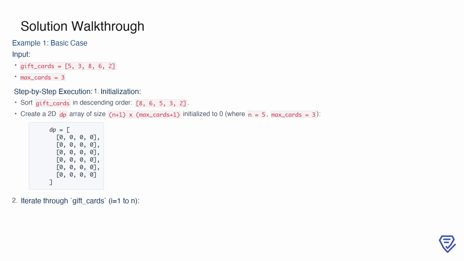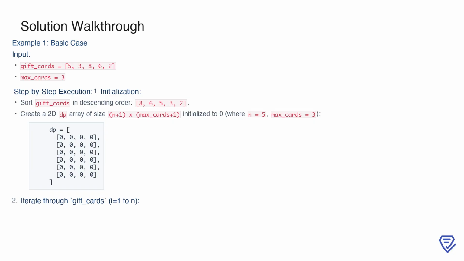To solve this problem, we start with a simple example where the input gift cards array is 5, 3, 8, 6, 2, and the maximum number of cards we can select is 3. The first step in our approach is to sort the gift cards in descending order, which gives us 8, 6, 5, 3, 2. Sorting ensures that we consider the most valuable cards first. Next, we initialize a 2D dynamic programming table, or DP array, with dimensions n+1 x max_cards+1, in this case, a 6x4 table filled with zeros.